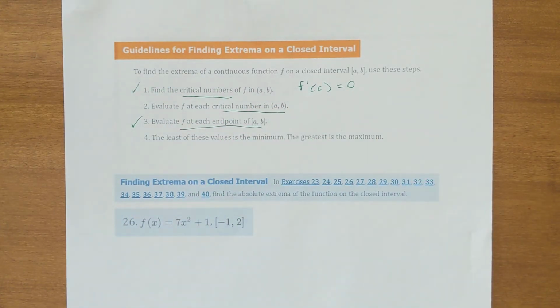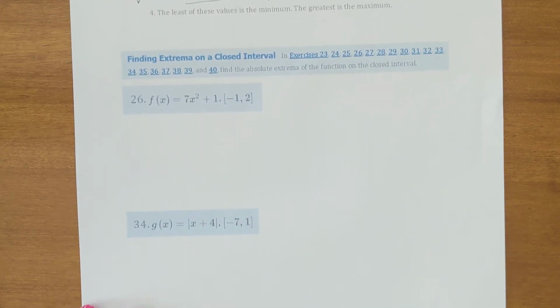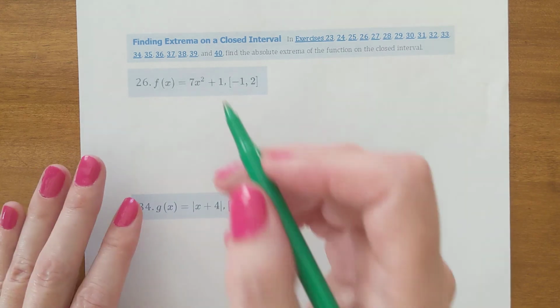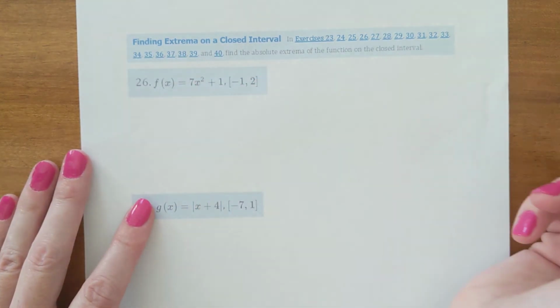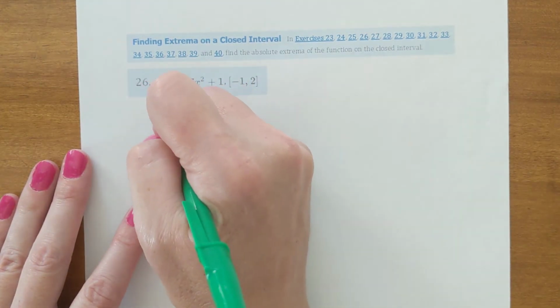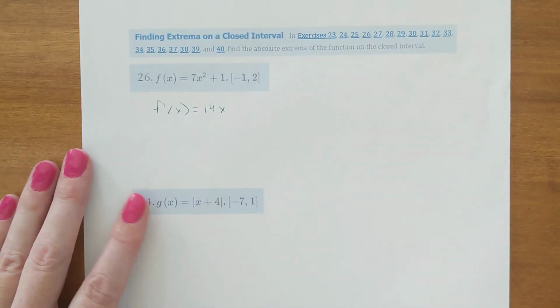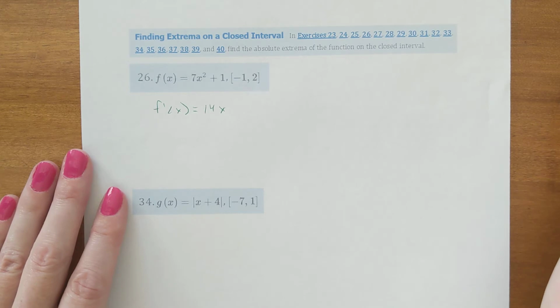At least one of these values is a minimum. The greatest is the maximum. All right, so let's do a problem with it. It said the first thing we need to do is find the critical numbers. So to do that, we're going to need to take the derivative. So we have 7x squared plus 1. The derivative of that is 14x, which was a pretty easy derivative to take, I know.